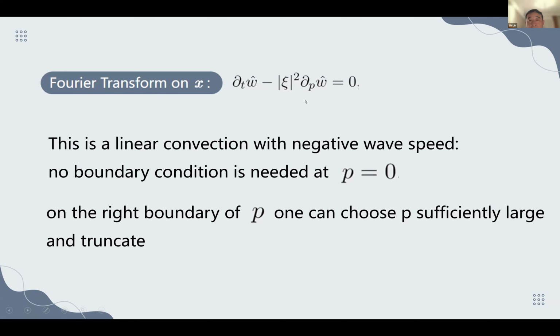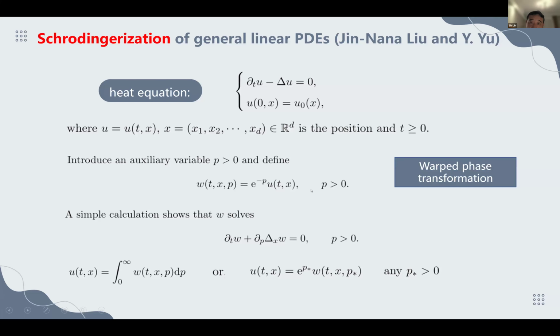It's actually just a linear convection equation in p, where the speed of propagation is always negative. It's minus kappa squared, right? So you have a convection equation where the wave moves from the right to the left in p space. Remember, we're solving the half-space problem for p positive, p from 0 to infinity. So the wave is moving from the right to the left.